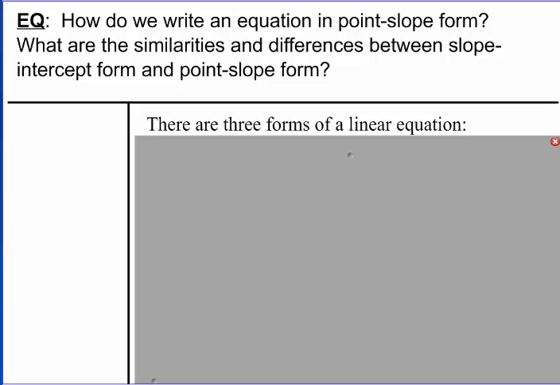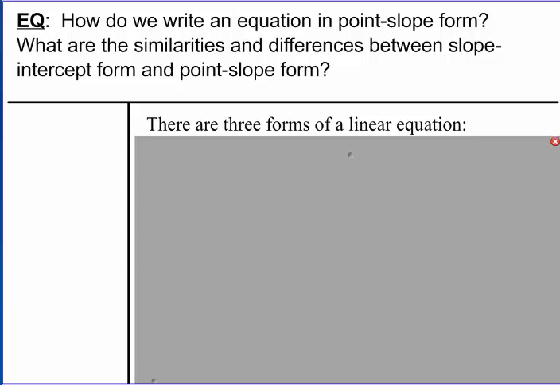We're going to continue talking about writing linear equations. Our essential question for this lesson: how do we write an equation in point-slope form? And then, what are the similarities and differences between slope-intercept form and point-slope form?